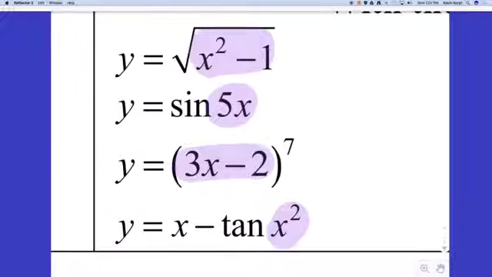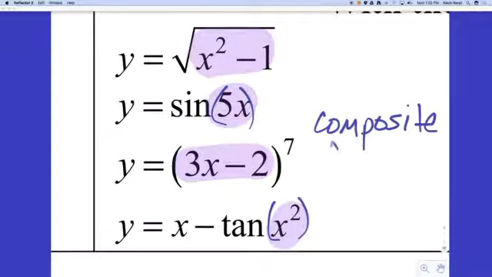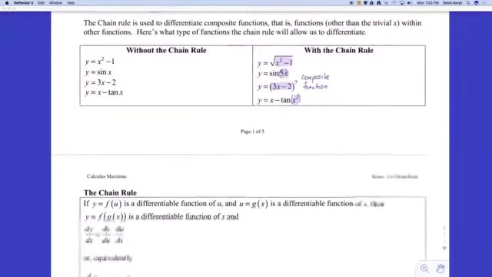These functions all are then considered some type of composite function. When you have one function embedded inside of another function, you have a composite function. So what the chain rule allows us to do is it allows us to take the derivative of what type of functions? Composite functions. Now we have to identify the inside blob and the outside blob.